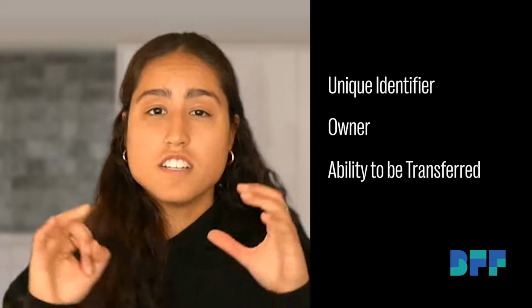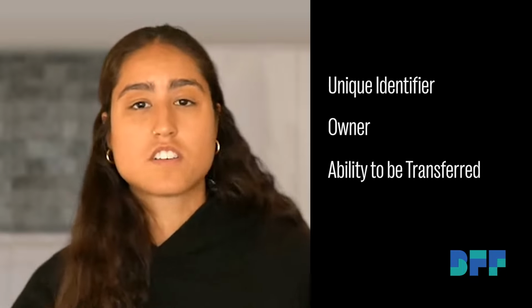The four key properties in NFTs are, number one, a unique identifier. Every NFT has a special ID that belongs to it. Number two is an owner. All NFTs have an owner associated with them. Number three is its ability to be transferred, and this is optional. Not all NFTs abide by this. And then number four is this concept of metadata. This is also optional, so not all NFTs have to abide by this. But these are generally the four components that we see in most NFTs.